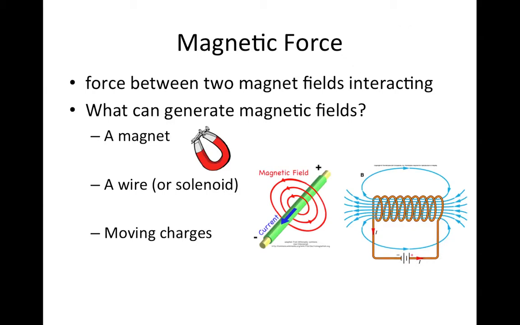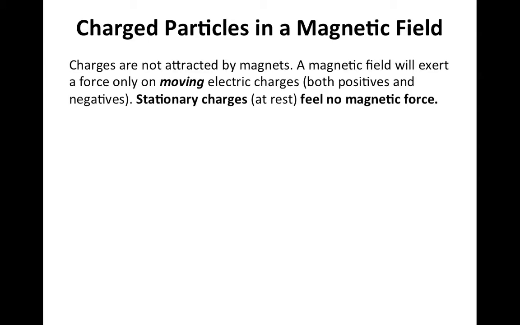So a moving charge will actually experience a force. And this is also evidenced by the fact that current is made up of moving charges called electrons. So moving charges generate a magnetic field. So if you have a charged particle in a magnetic field, then you will have a force on it. And in fact, stationary charges are not attracted by magnets. A magnetic field exerts a force only on a moving electric charge, both positive and negative. And if you're stationary, you feel no magnetic force.